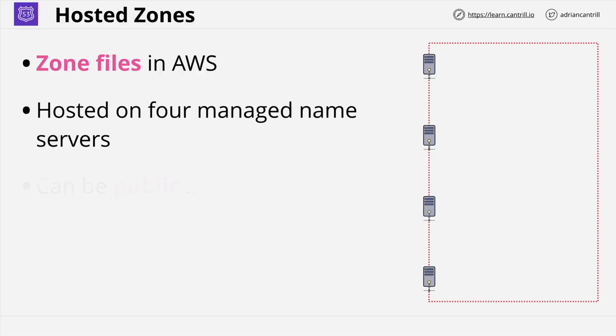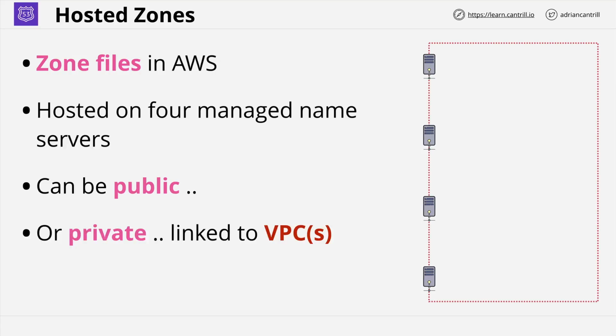Now, a hosted zone can be public, which means that the data is accessible on the public internet. The name servers for a public hosted zone live logically in the AWS public zone, and this is accessible anywhere with a public internet connection. So they're part of the public DNS system. A hosted zone can also be private, which means that it's linked to one or more VPCs and only accessible from within those VPCs. And you might use this type of zone if you want to host sensitive DNS records that you don't want to be publicly accessible.